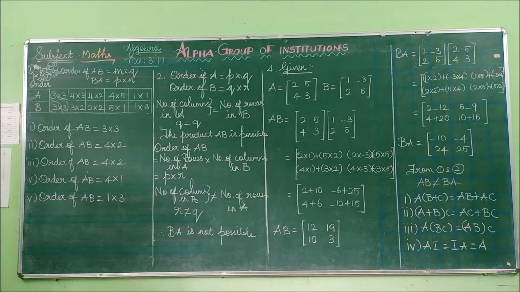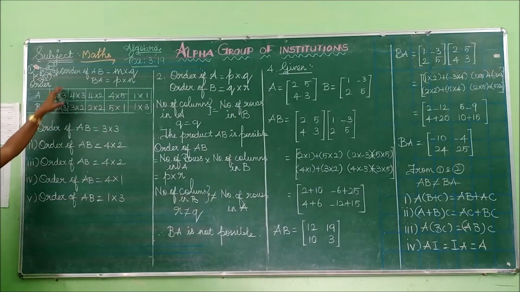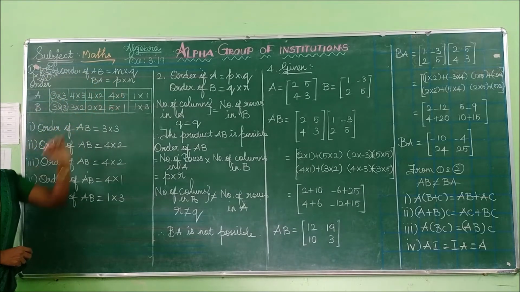So listen to the note carefully once again. If the matrix A is of order m cross n and matrix B is of order p cross q, then AB is possible only if n equals p, and BA is possible when q equals m. Then the order of AB is m cross q, and BA is p cross n.